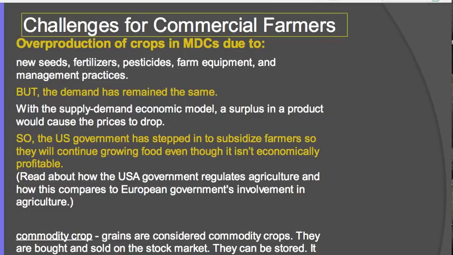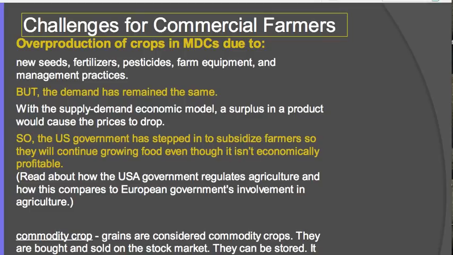So when the demand stays the same and the supply increases, with this supply-demand economic model, there's a surplus in products. So there's not as much demand as the supply. So when you have this high supply and a lower demand, this is going to cause the prices of the product to drop. So you have a lower price for the agriculture that you're trying to sell.